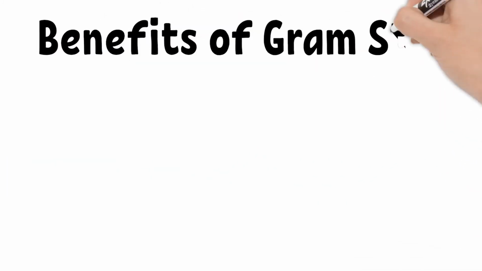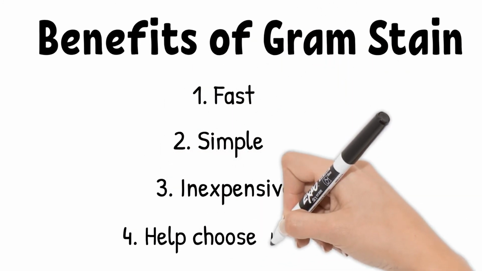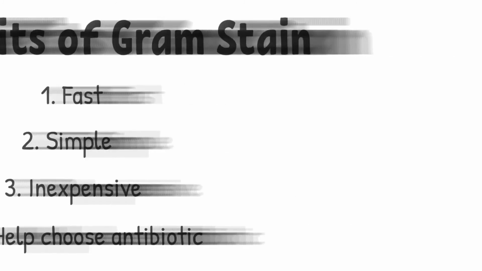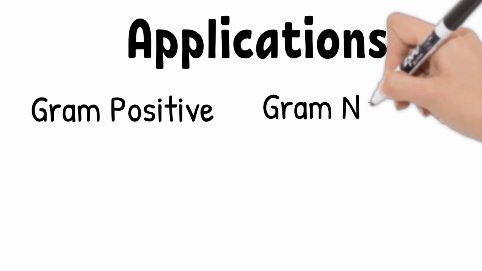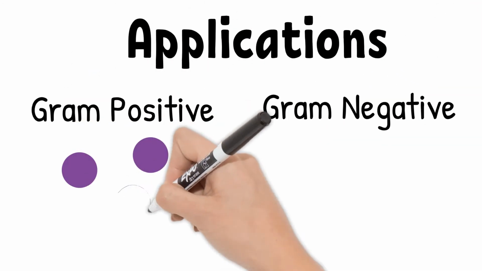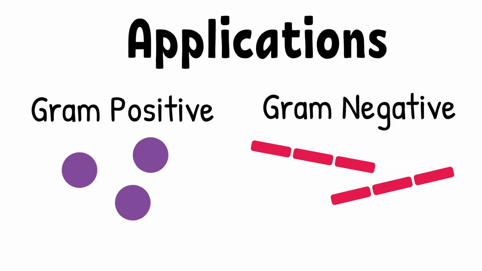Benefit: fast, simple, inexpensive, helps with the course of treatment to see which antibiotic should be used for the types of infections. Application: now you know the different types of bacteria that cause infections. It is either gram-positive or gram-negative bacteria. After determining this, you can then perform a sensitivity test to see which antibiotic works for which type of infection.